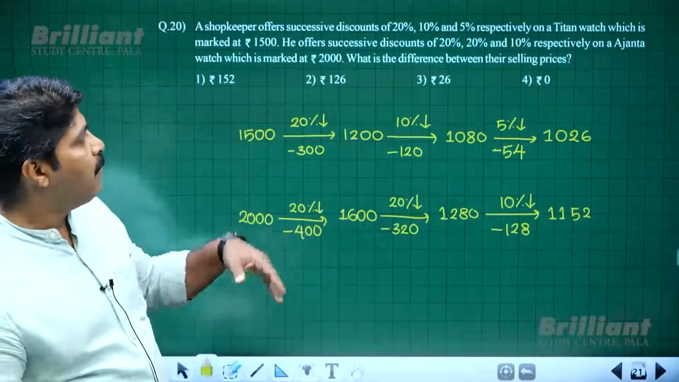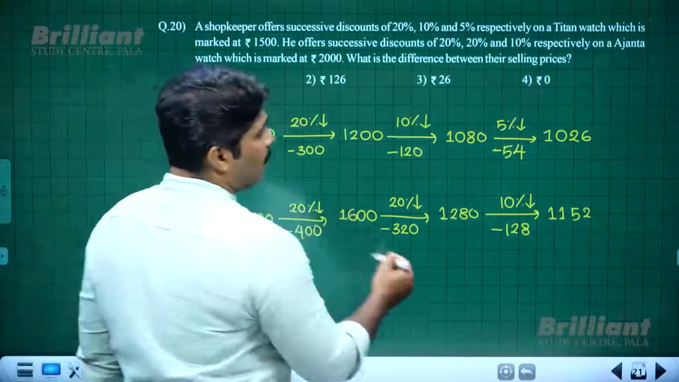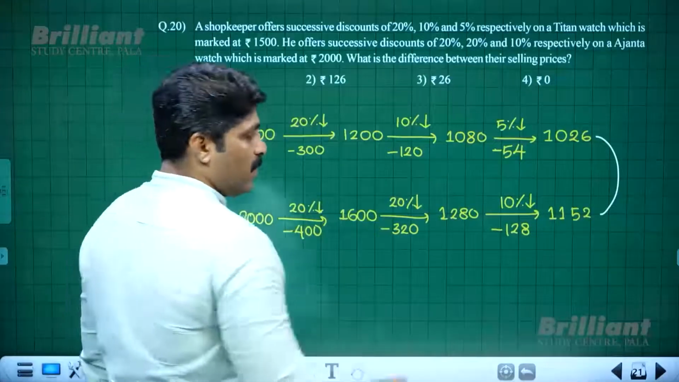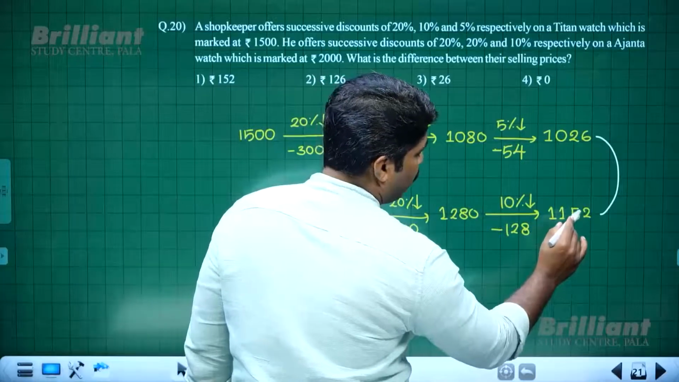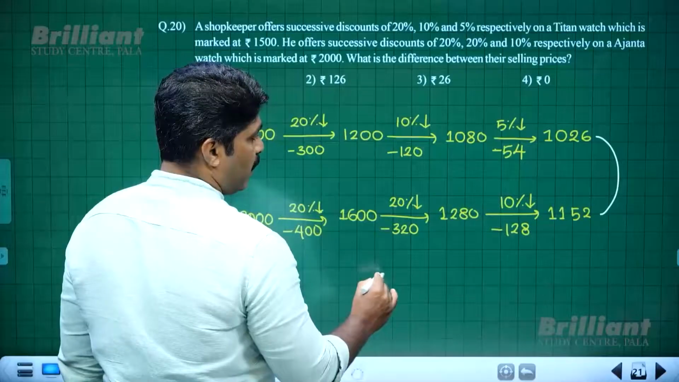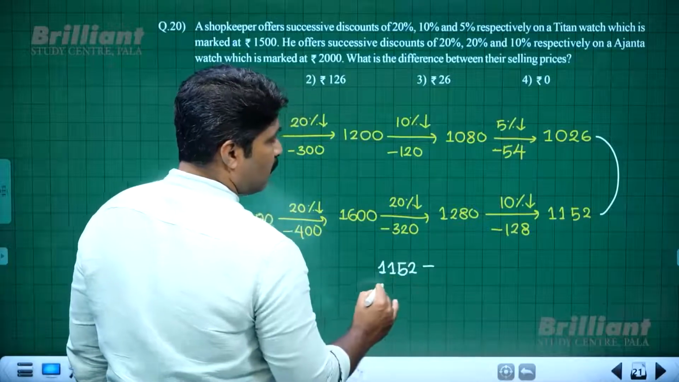Then what do we have to find out? What is the difference between their selling prices? We need to consider the difference between these two values. So the difference between these two values is equal to 1152 minus 1,026.